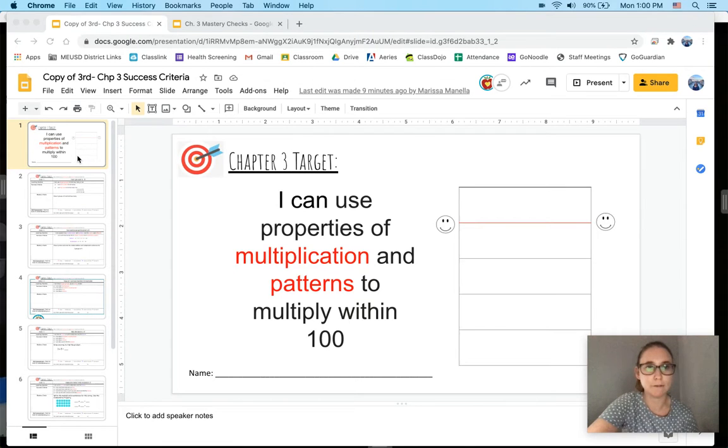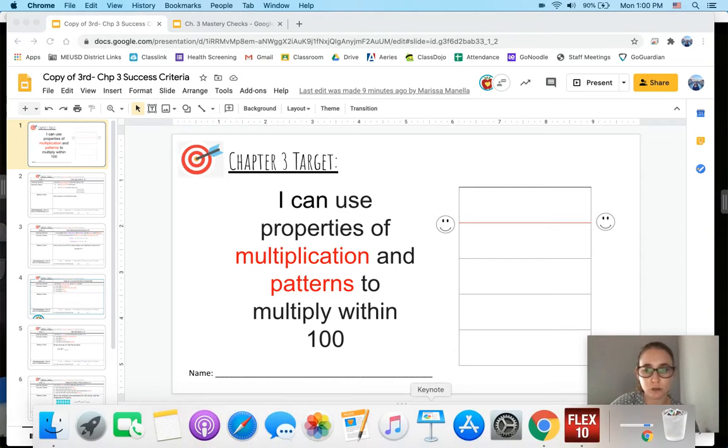So you should have a success packet and I'm going to just go over our chapter 3 target and our learning intentions and success criteria for today's lesson. So our chapter 3 target is I can use properties of multiplication and patterns to multiply within 100.